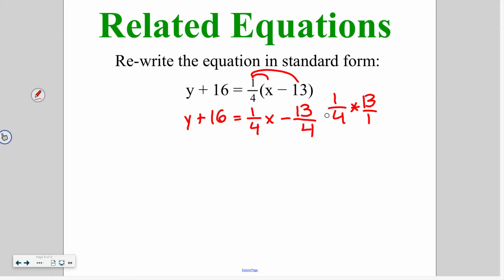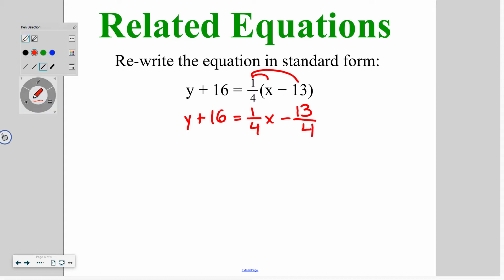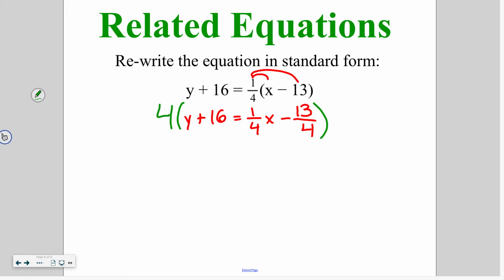You're going to want to leave this as a fraction right now, because in order to eliminate the fractions, which is one of our rules, we're going to go ahead and multiply the whole equation by 4. So we're going to start by doing 4 times y, which gives me 4y. Then I've got 4 times 16, which is going to give me 64. Then I've got 1/4 times 4, which is 4 over 1. 4 times 1 is 4. 4 times 1 is 4. 4 divided by 4 gives me a 1.